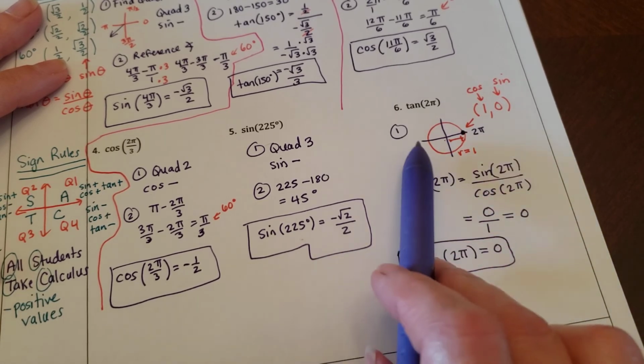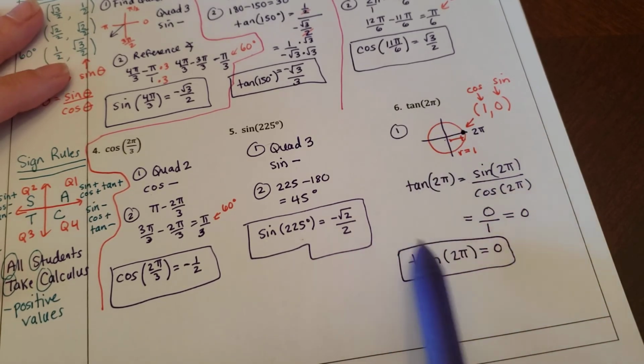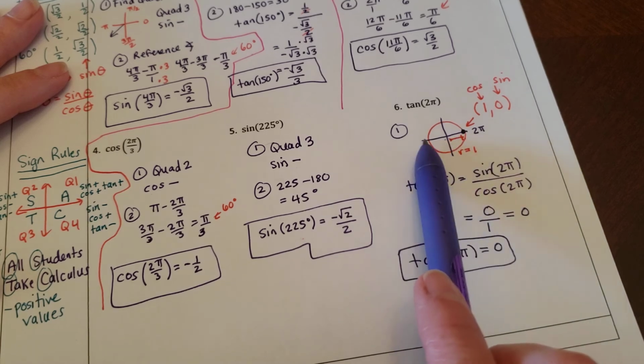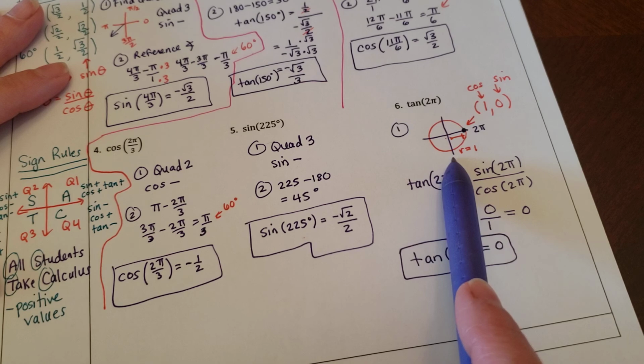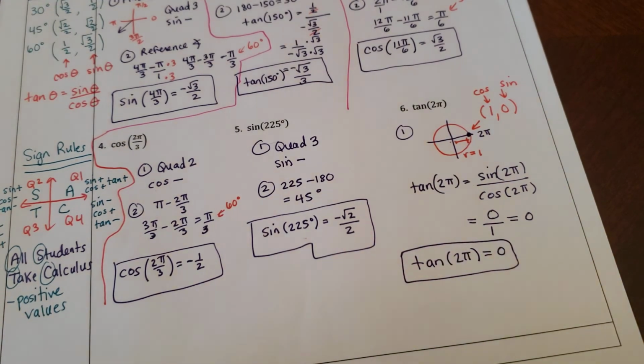Anytime you're on one of the axes, you will want to just find the ordered pair, and you know that every point on the circle here is 1. Over here's a negative 1. Here's down a negative 1. And just do that same thing.